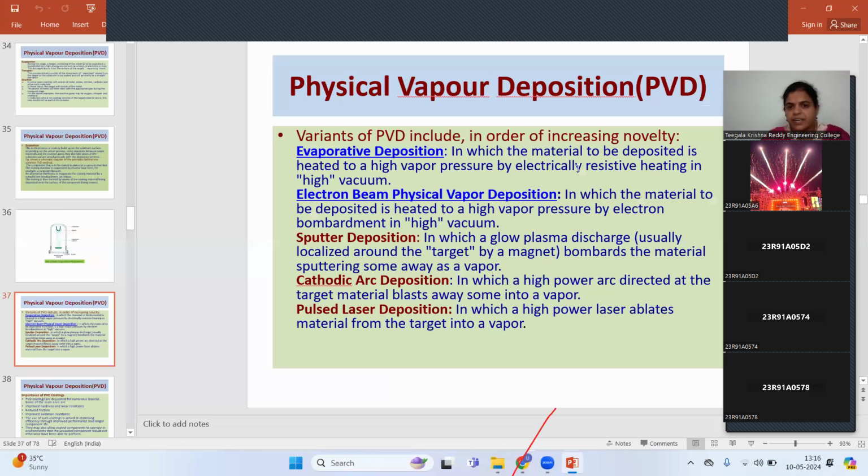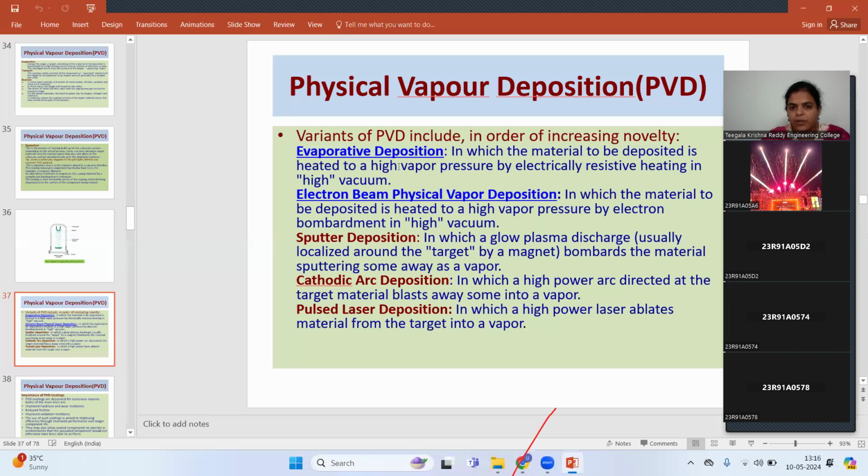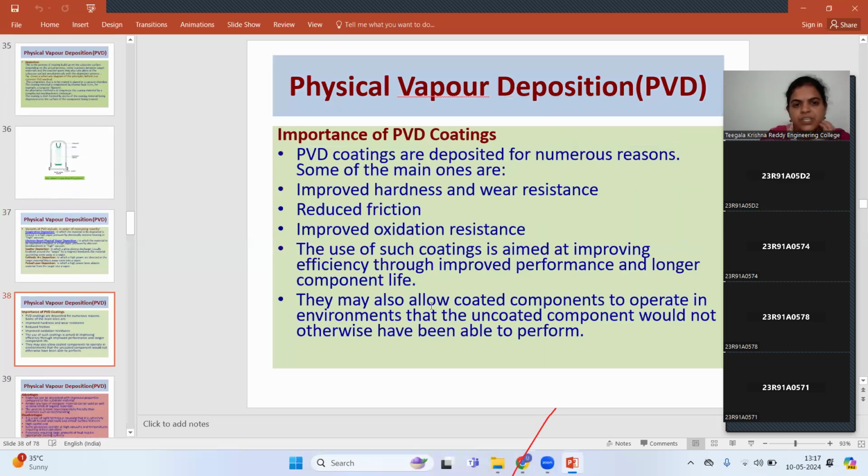Variants of PVD include, in order of increasing novelty, evaporative deposition, in which the material to be deposited is heated to a high vapor pressure by electrically resistive heating in high vacuum. Electron beam physical vapor deposition, in which the material to be deposited is bombarded with an electron beam. Then sputter deposition, cathodic arc deposition, in which a high power arc is directed at the target, and pulsed laser deposition.